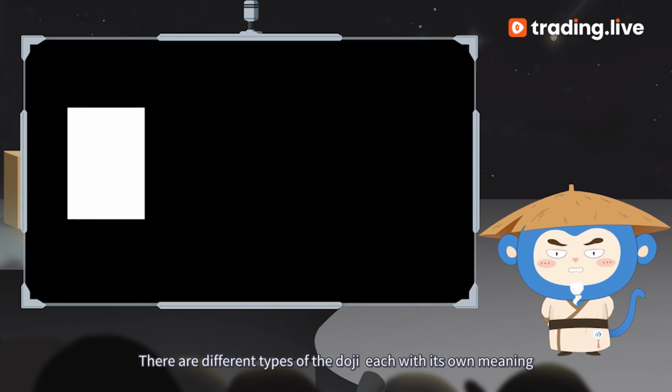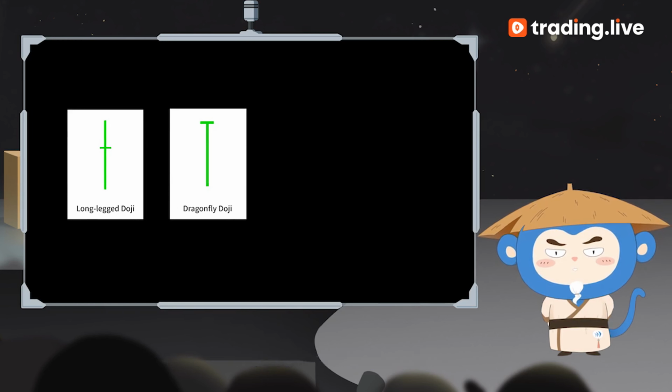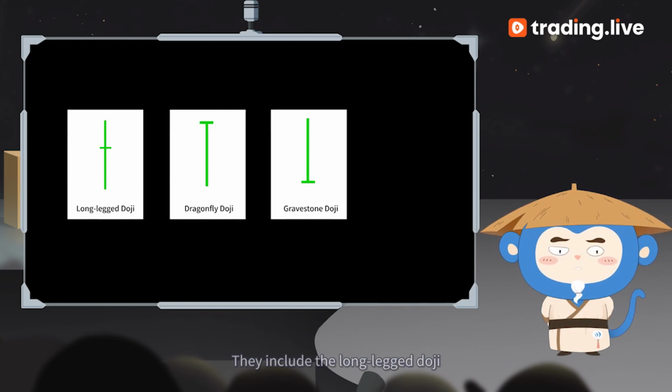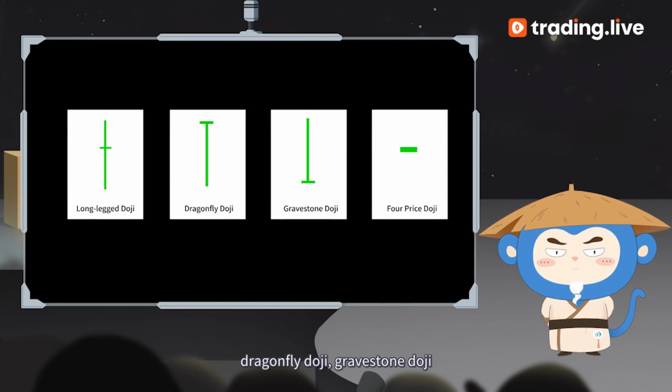There are different types of the doji, each with its own meaning. They include the long-legged doji, dragonfly doji, gravestone doji, and four-price doji.